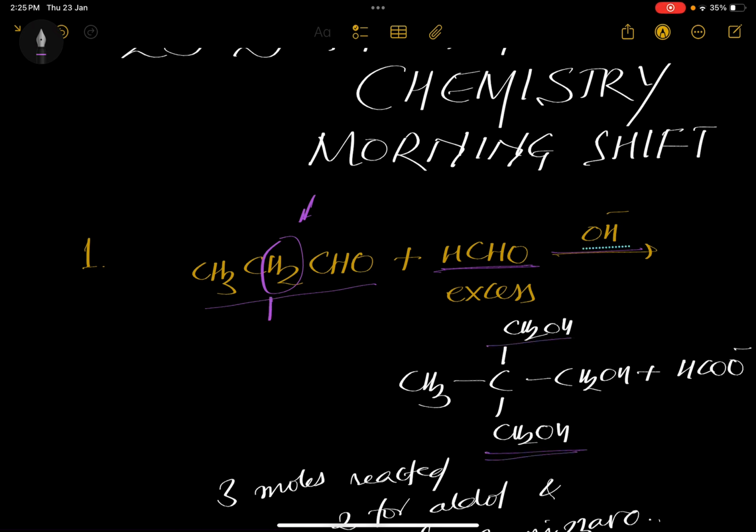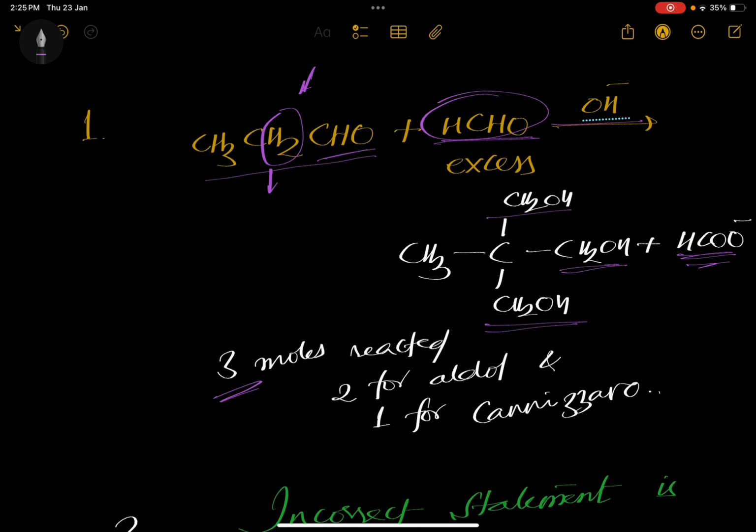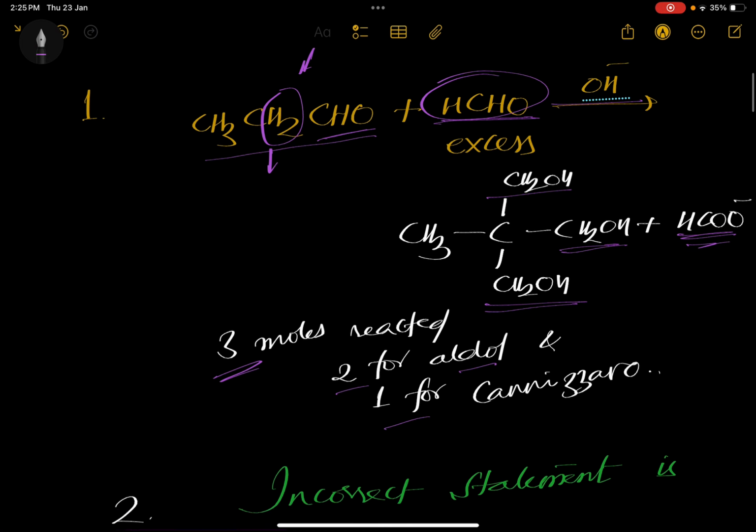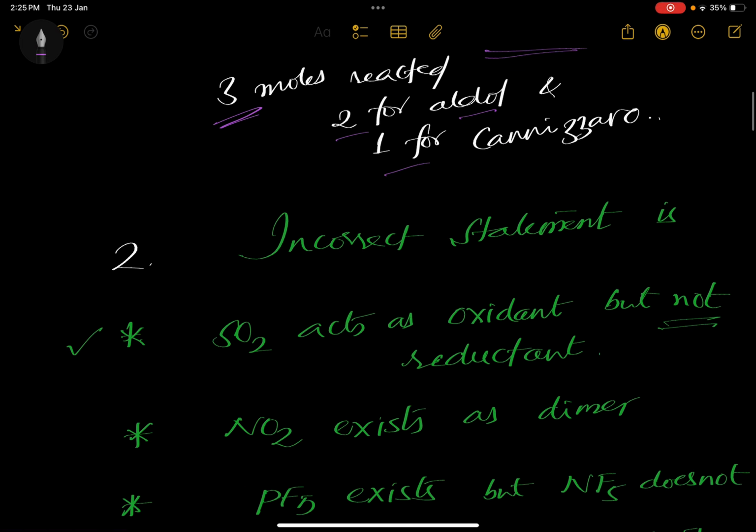And next, when no alpha hydrogen is there, it undergoes Cannizzaro reaction and turns into alcohol. This third molecule will be converted to acid. So out of 3 moles of formaldehyde used, 2 moles are for aldol and 1 mole for Cannizzaro reaction. One interesting question, good question.